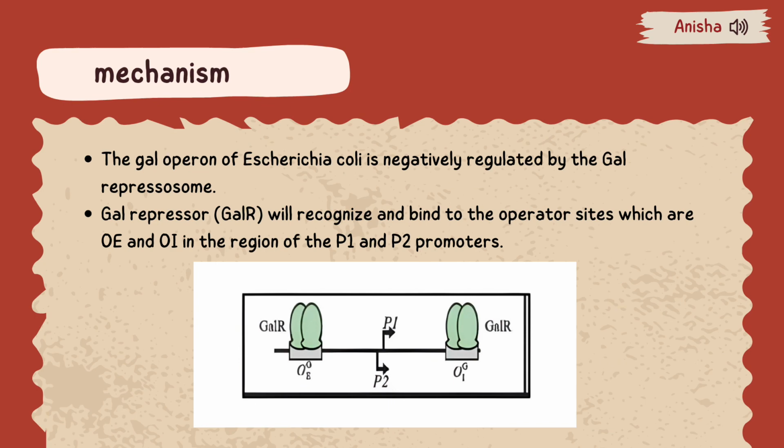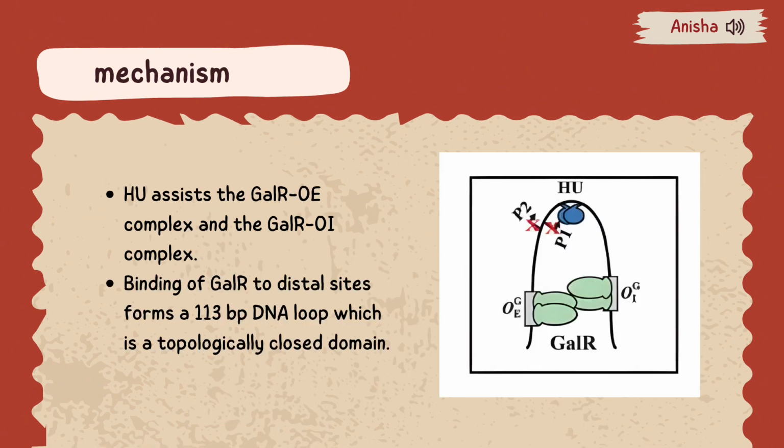The negative regulation mechanism of the gal operon of E. coli is regulated by the gal repressosome, a high-order nucleoprotein complex that involves the interaction between GAL-R-OE and GAL-R-OI complexes. In the total absence of D-galactose, the gal repressor GAL-R will recognize and bind to the DNA operator sites, which are OE and OI, forming a tetrameric repressor in the regions of the P1 and P2 promoters. A histone-like protein, HU, assists the GAL-R-OE complex and the GAL-R-OI complex in stabilizing a higher-order repressosome structure, which results in a DNA loop.